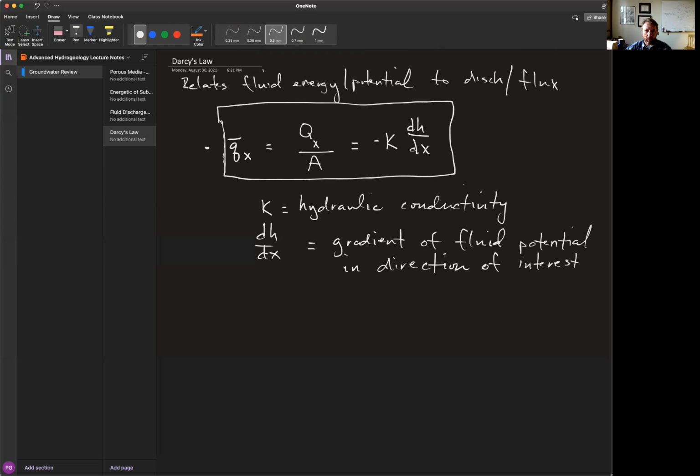All right, so if the total vector Q is oriented randomly in XYZ space, we are only interested in the component of that discharge along the X direction. All right, then we only use the head gradient in the X direction.